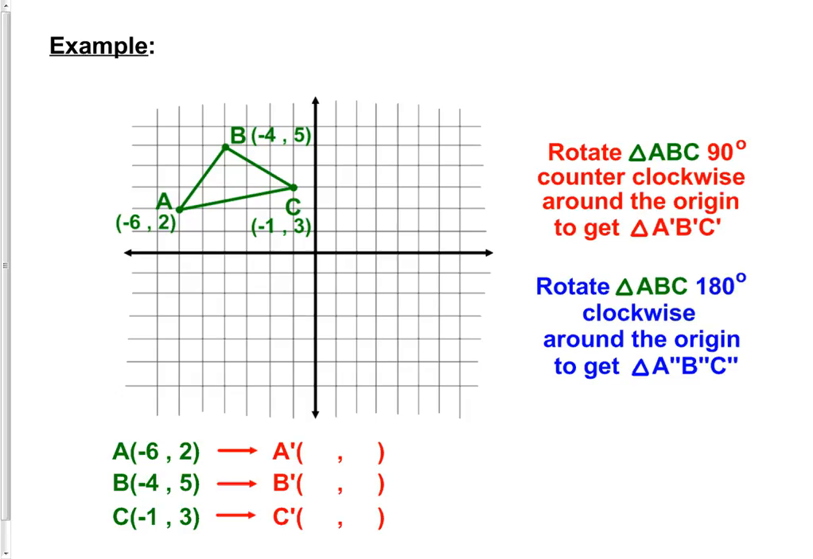The abscissa and the ordinate are going to switch, so we're going to have a 2 as an x value and then a 6 as a y value. But as we move from quadrant 2 to quadrant 3, all of the values become negative in quadrant 3, so it should be a -2 and a -6.